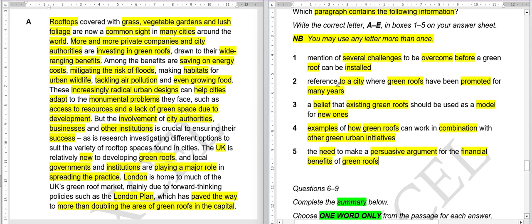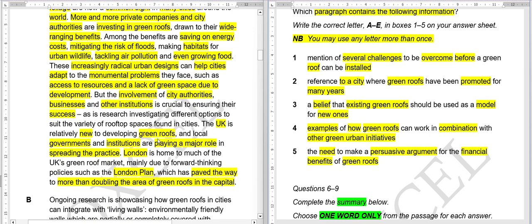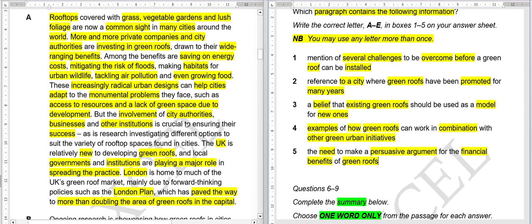Is there mention of a city where green rooftops or green roofs have been promoted for many years? Again, no, do not get confused. Yes, London is mentioned, and it is also mentioned with regard to green roofs, but it is a new player in town. The practice has not been promoted for many years, so it cannot be our answer as well.